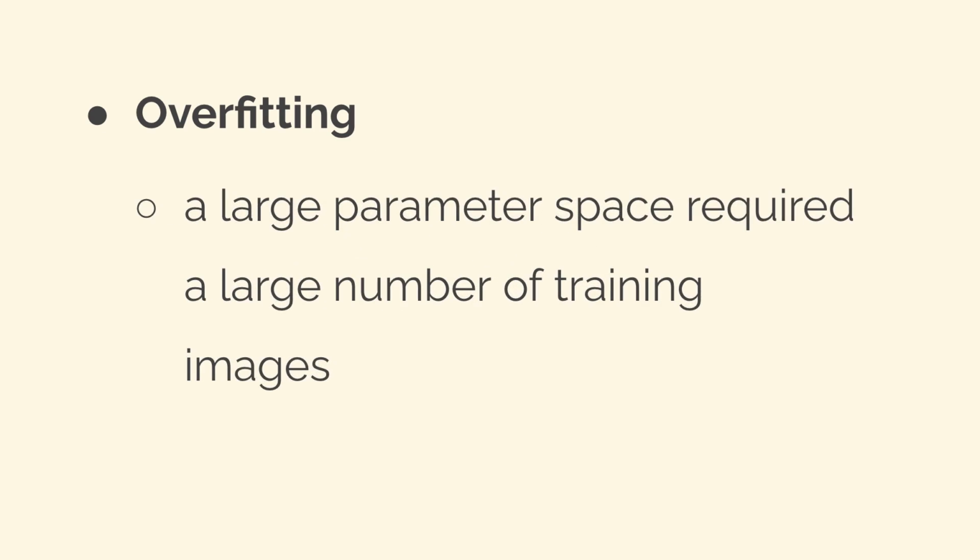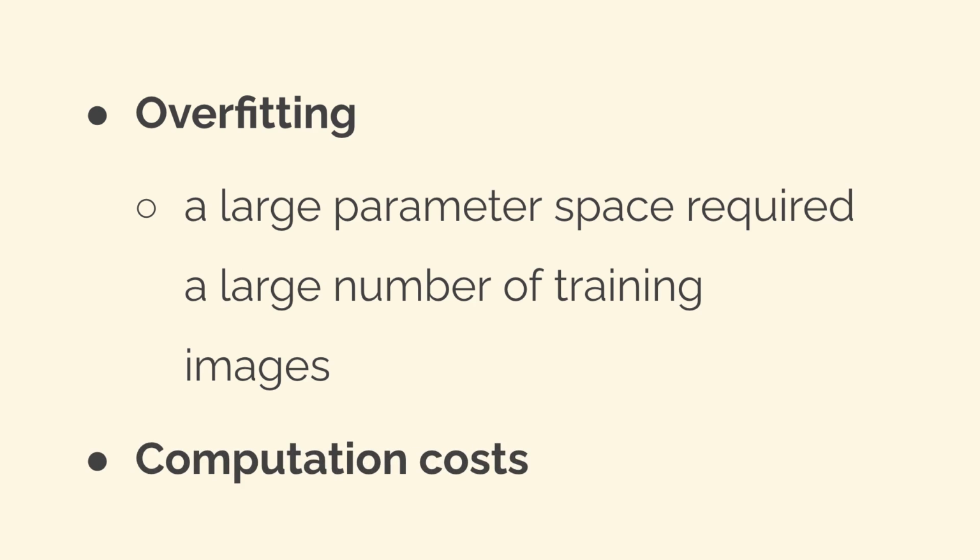Let's first talk about what the problem is. The problem is that when working with images, it's very easy to get into overfitting because you have so much data. A large parameter space is required to store a large number of training images. And this can also lead to high computation costs. Even a small image can have a lot of data to represent it. So with machine learning, we have to handle the problem of how we work with images if they contain so much data.